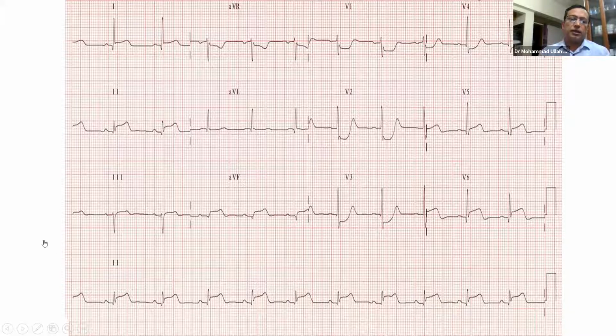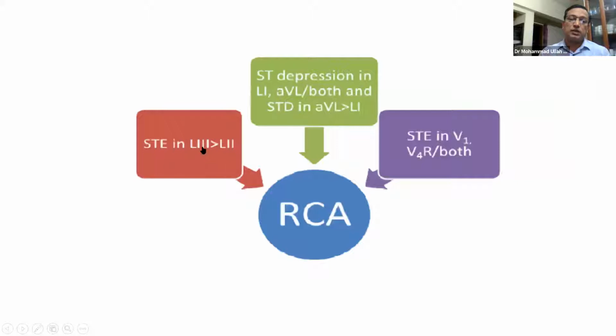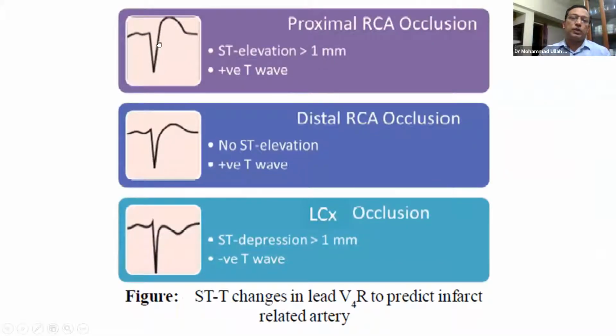There are many other ways. The three common ways: ST elevation in lead 3 more than lead 2, right coronary artery; ST depression in lead 1 and aVL or both, and ST depression in aVL more than lead 1, right coronary artery. We can also look at the V4R. If there is ST elevation in V4R, that also indicates a right coronary artery. If there is ST elevation in V4R, that indicates a proximal right coronary artery lesion. If it is isoelectric or the elevation is less than 1 millimeter, this indicates a distal right coronary artery lesion. And if there is a depression in V4R, that indicates a left circumflex artery lesion.